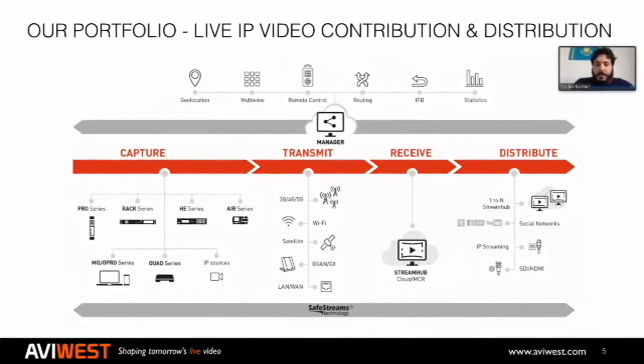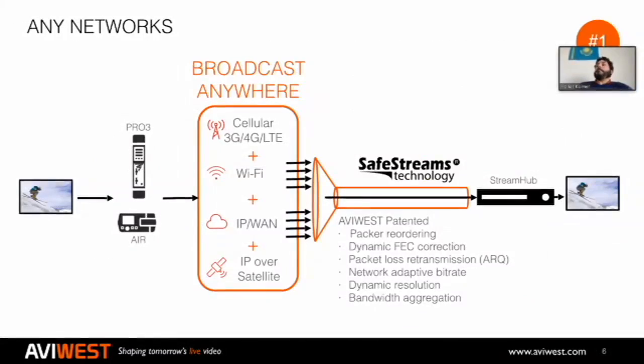So this workflow is entirely relying on the SafeStream technology called SST. It's our bonding technology which is making the transmission robust and reliable, even if you are having bad network conditions. The way it is working in the field, you will have one of our encoders. It can be the Pro 3 series, it can be the Air. I can show you some of the products, like those ones. I don't know if you can see me at the same time, but you will see some pictures on the next slides. And all those products are capable of being connected to cellular networks, Wi-Fi, landline, satellite.